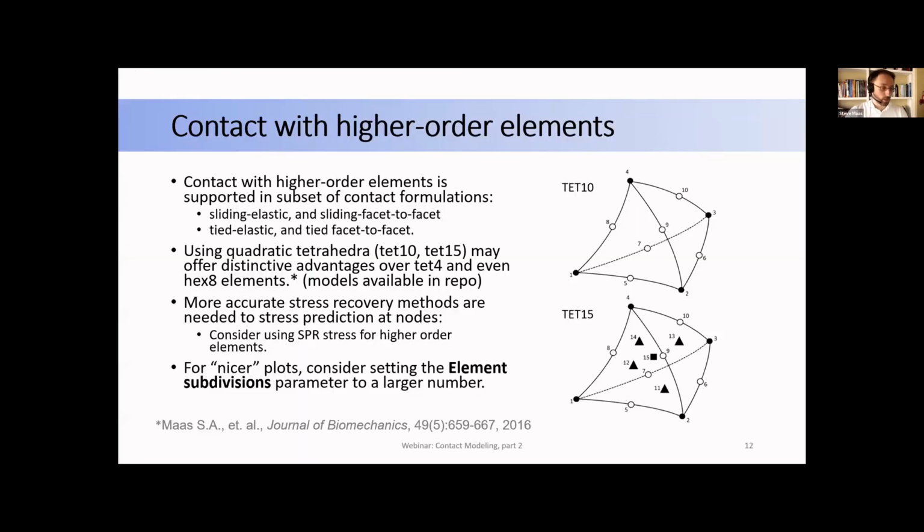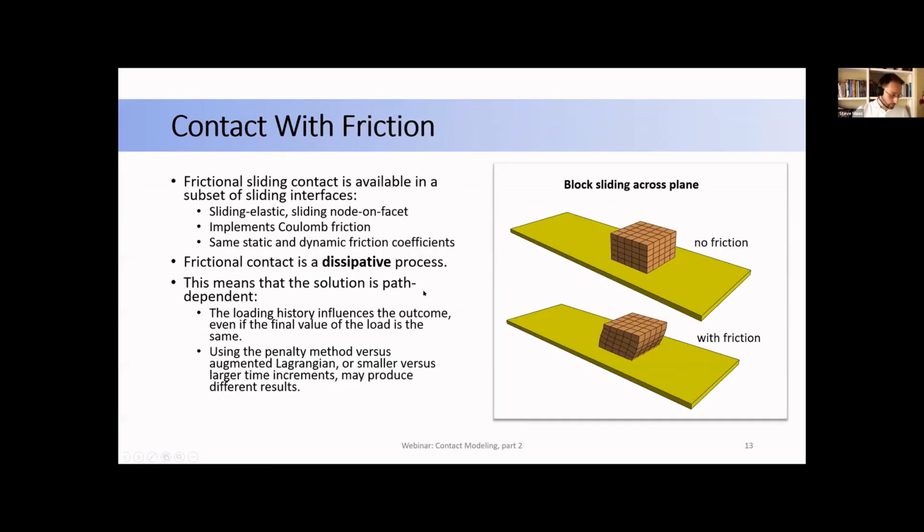Okay, that's all I wanted to say on the higher order elements. So let's talk about some specialized contact situations. First up, contact with friction. There are two sliding contact interfaces that support friction, namely the sliding elastic, which again is the one I would recommend to start with unless you have a good reason not to. But there's also the sliding node-on-facet that also supports friction. They implement a simple Coulomb friction model that has the same static and dynamic friction coefficients.